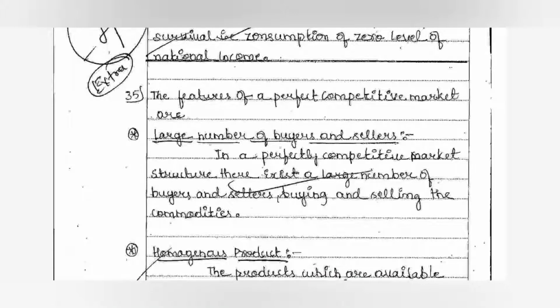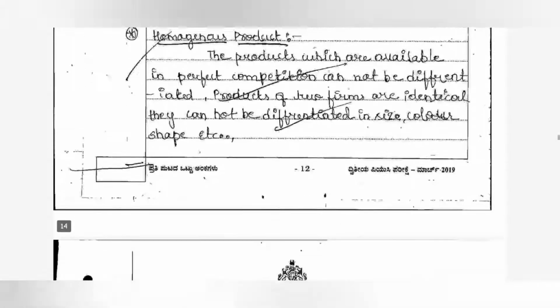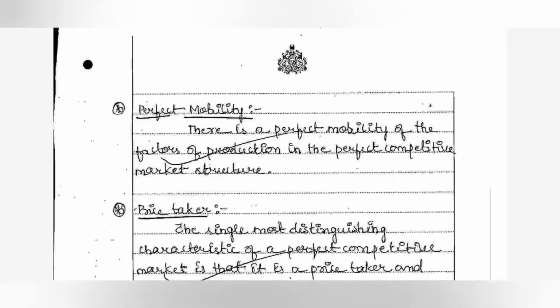Now the other question we have: what are the features of a perfectly competitive market? The features are that there will be a large number of buyers and sellers selling the same kind of product. Second is a homogeneous product. The product will be the same with a different look, like Pantene shampoo, Sunsilk shampoo, L'Oreal shampoo, Dove shampoo, the same kind of product with different names. Perfect mobility.